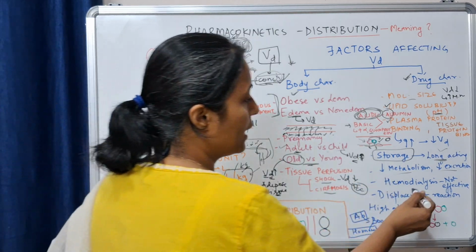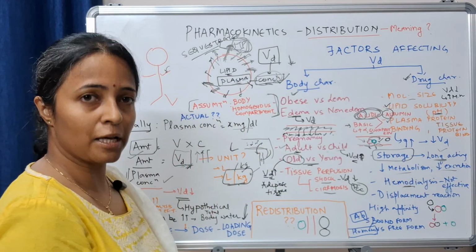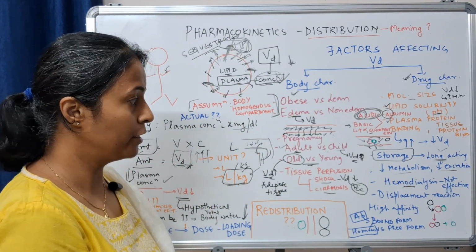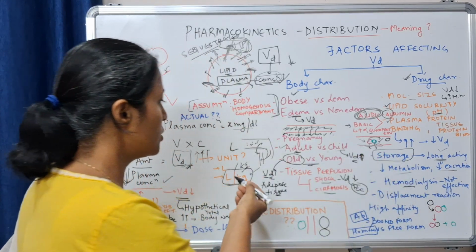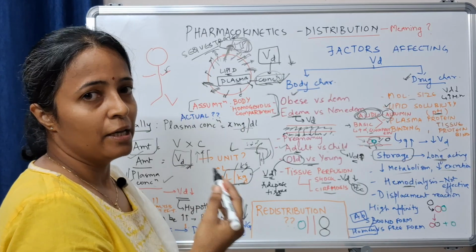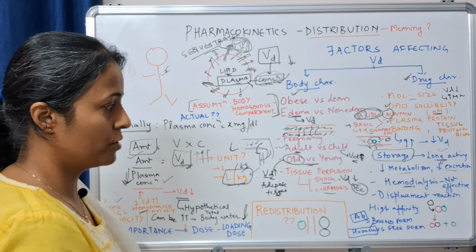Then again, hemodialysis is not effective for a drug which is bound to the plasma proteins. It has a very high binding to the plasma proteins. Because again, with hemodialysis we saw that it is about diffusion. If the drug is bound to the protein, then it cannot easily diffuse, right?